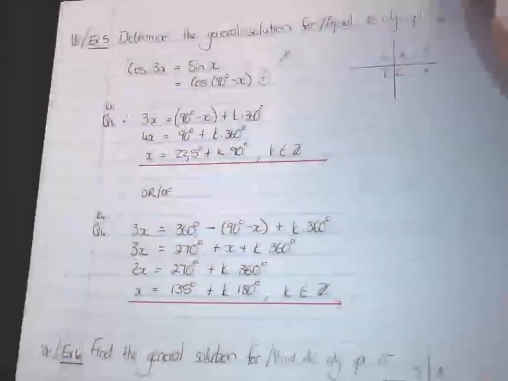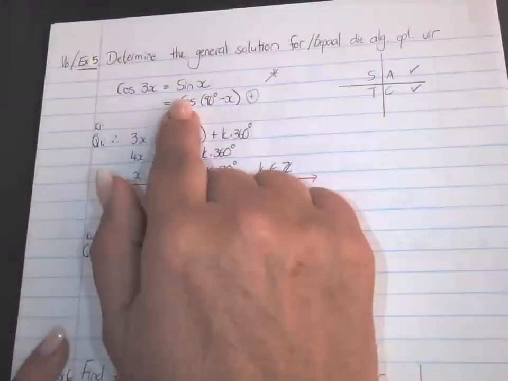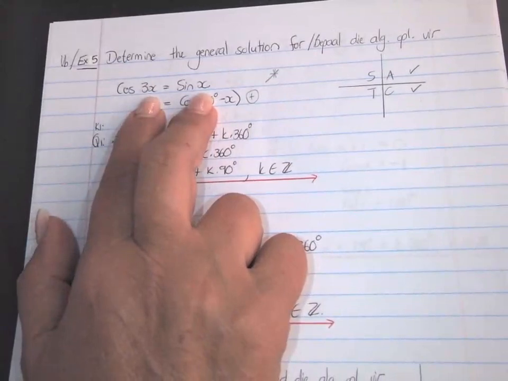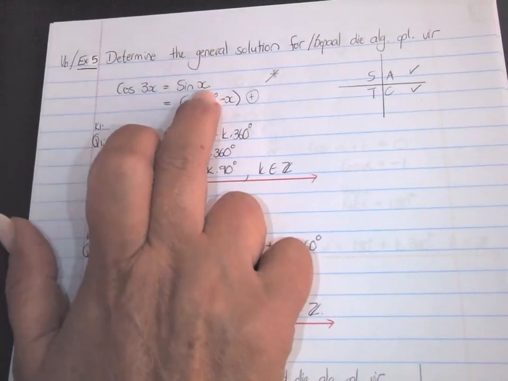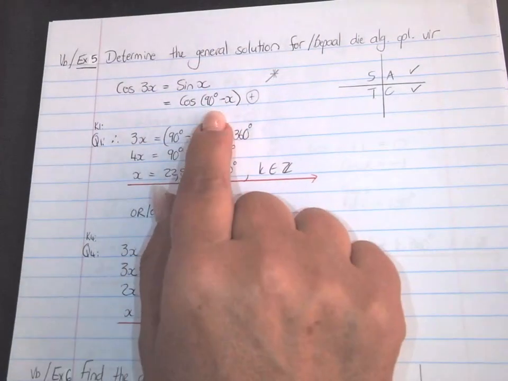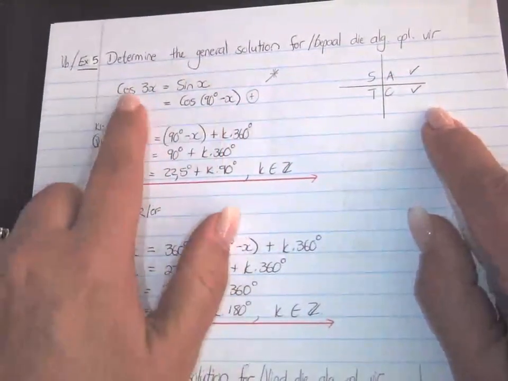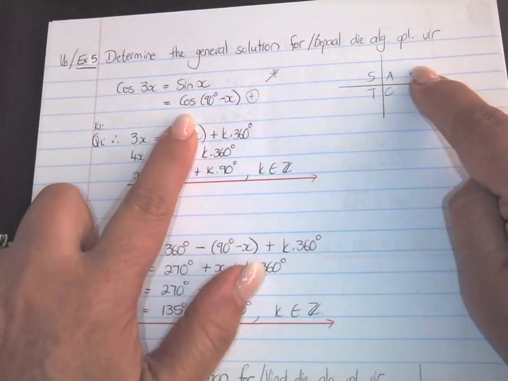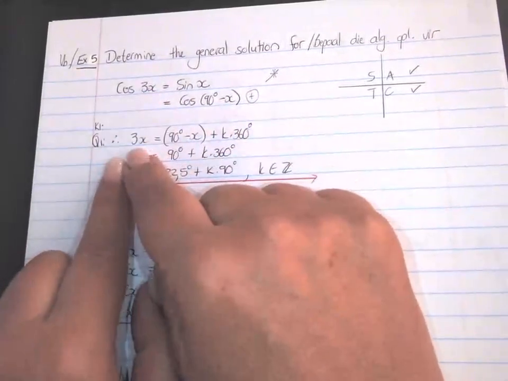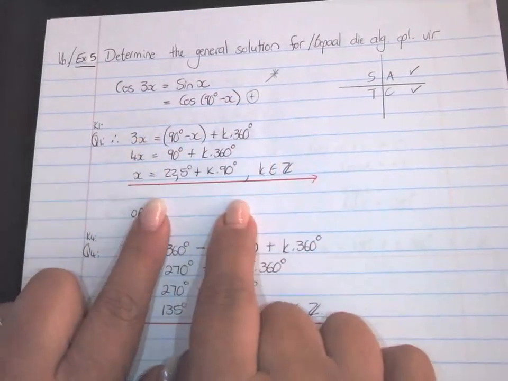Determine the general solution for cos 3x equals sine x. If the angles are not the same size, this one is 3x and this one is x, you can't make it a tan. Then you have to use the co-function, the little fairy. Alright, cos is positive in the first and the fourth quadrant. Now the 3x stands on the left hand side and this is your reference angle. And you get your answer.